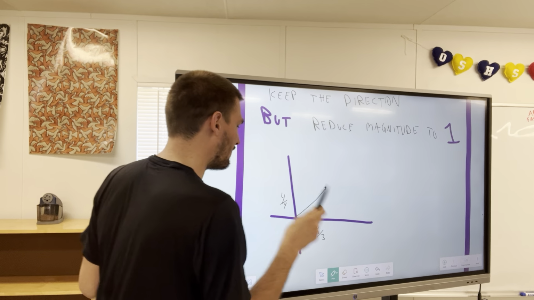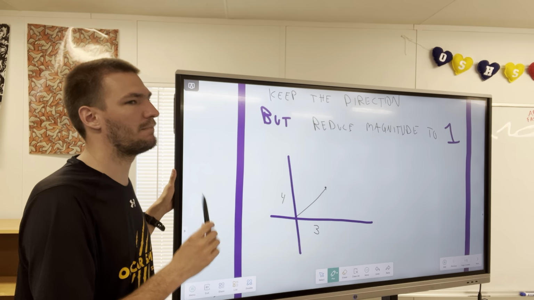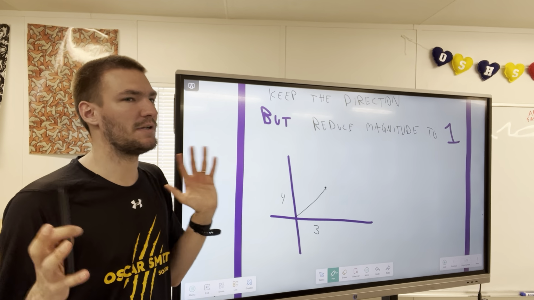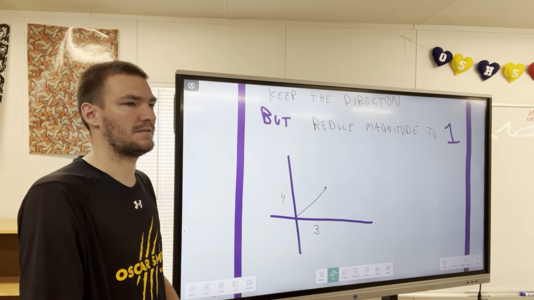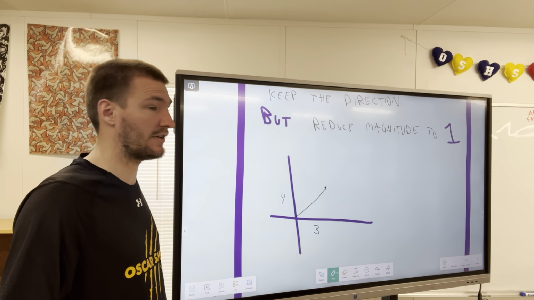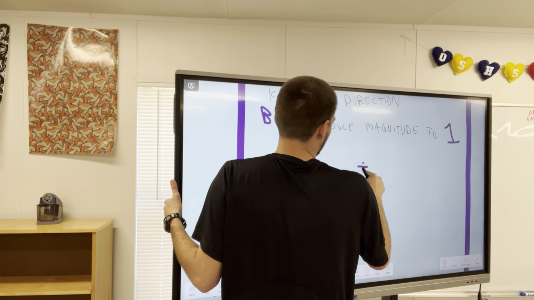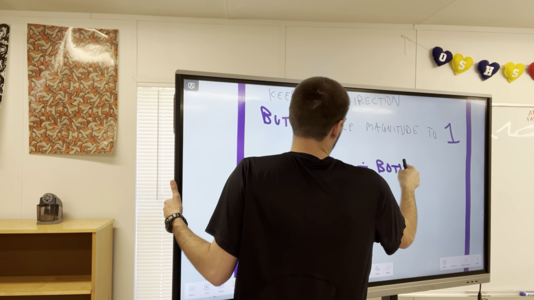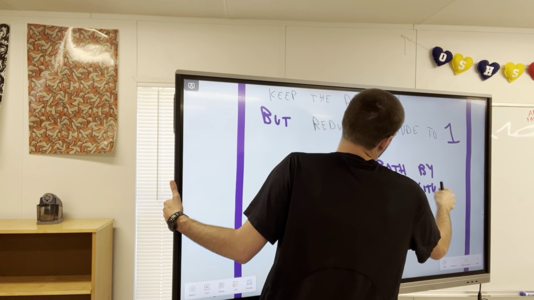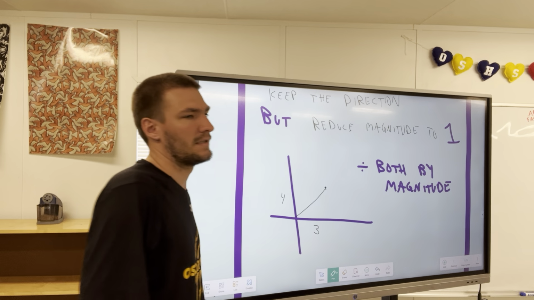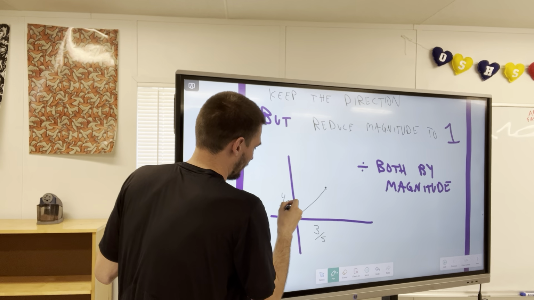That's not good. So we need to pick one number to divide both of these, 3 and 4, by. We haven't talked about too many numbers in general. So what do you think we're going to divide both of these by? 5, right? The only other number that we've really brought up, which is the magnitude. So in order to do a unit vector, you are just going to divide both by the magnitude. For this question, it would be 5 and 5.